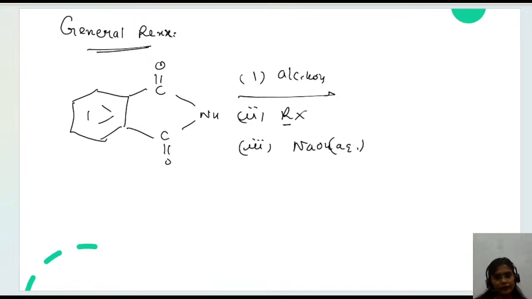So see what is happening. This is R, this is RX. The NH part is combined with the R, which means amine formation is there. So the first thing we get in this case is RNH2. And then the second thing, since we are just consuming this, right?